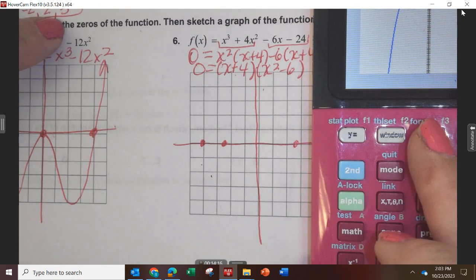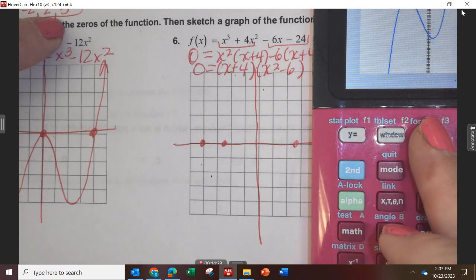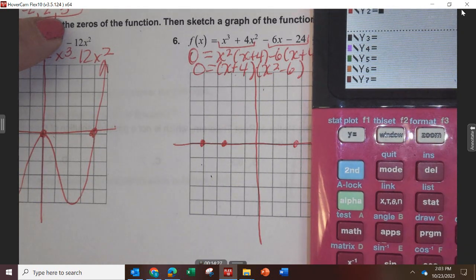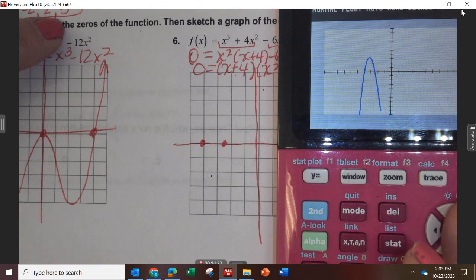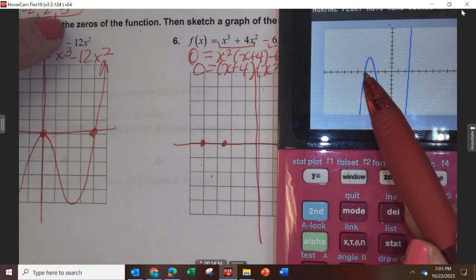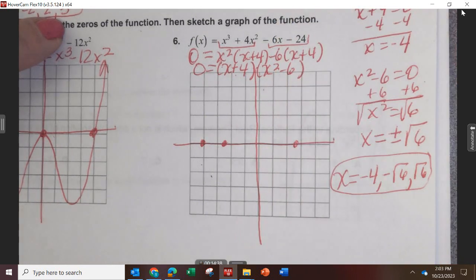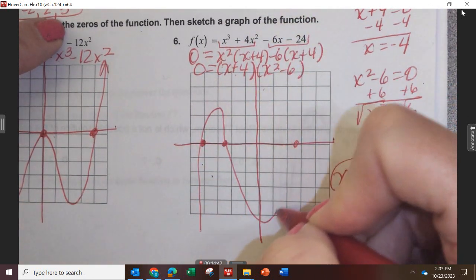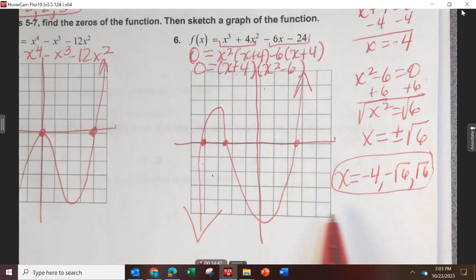Oops, I forgot to do a zoom 6. Let me do that. Okay, so getting rid of the other function, and see how it's going through right there at -4. That's our negative radical 6, and that's our positive radical 6. And it's got this basic shape to it. We don't care exactly what's going on. We just want a basic shape of it. Okay?